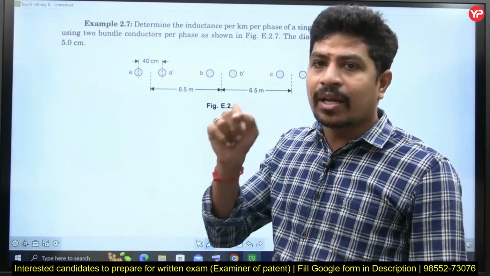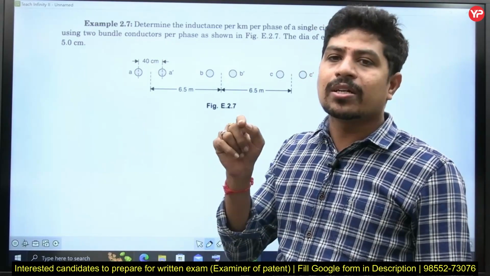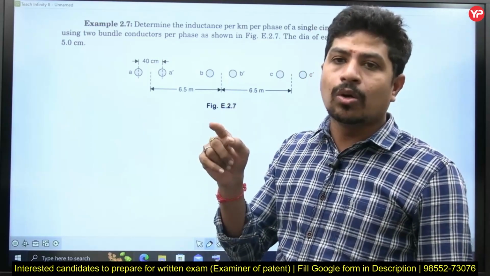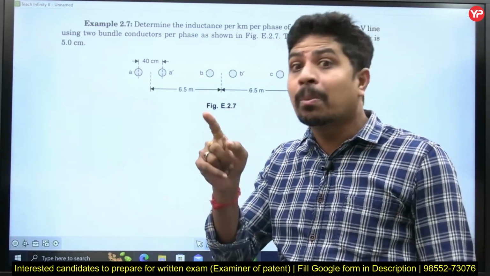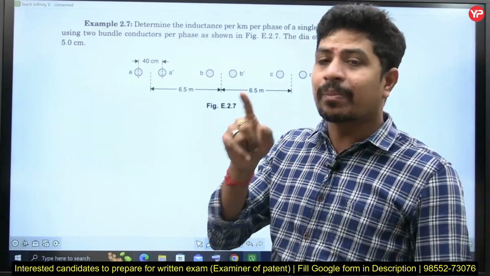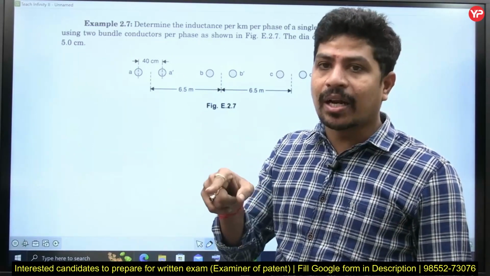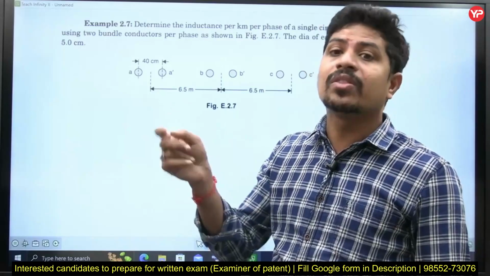When you are finding inductance, what is the inductance formula? L is equal to 2 into 10 to the power of minus 7 into ln of GMD by GMR, Henry per meter it is. Henry per meter. If you want in kilometer, you know how to do that. We multiply with 10 cube.